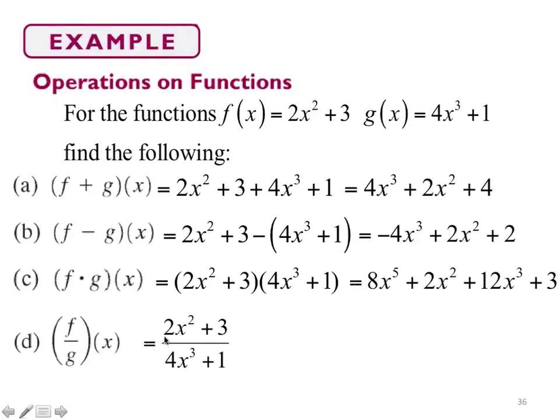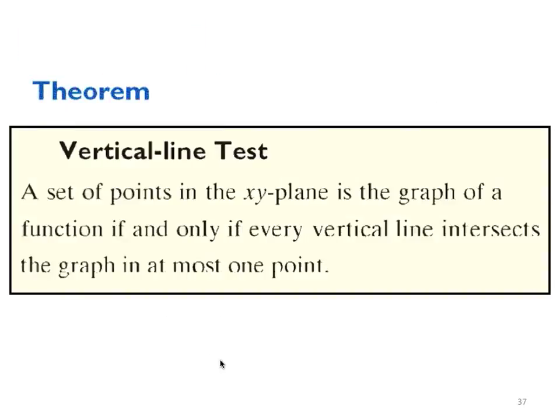And if you're going to divide, you just take your f of x, which comes first in your numerator, 2x squared plus 3, divided by 4x cubed plus 1. Now if you could factor both of these and simplify, then you would go ahead and do that, but at this point there's nothing to do to it.